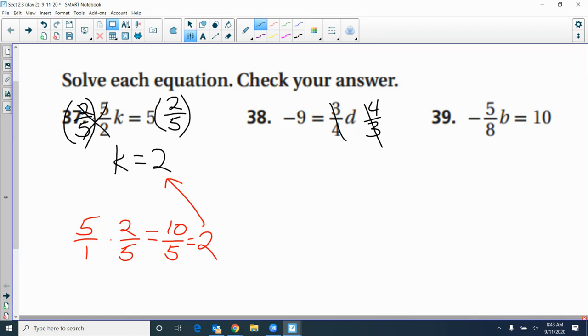I'm left with... sorry, go ahead, Christian, what do I have to do next? And then move to the other side to multiply it by 4/3. Good, I'm going to multiply this side now by 4/3. So when I get 4/3 times -9, what do I end up with? Negative 12. All right, so negative 12 equals D, and I want to write that like this: D equals negative 12. Questions about that one?